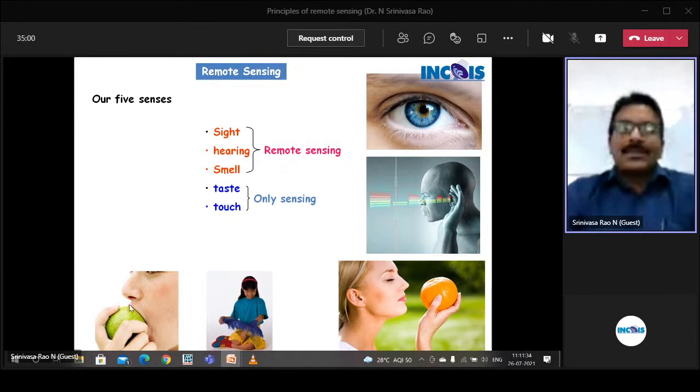Now, if we come to taste, unless an item touches our tongue, we cannot feel the taste. Through touch, we are sensing anything. That is only sensing. Similarly, our skin: somebody touches our skin, we sense it. So this is the fundamental difference between sensing and remote sensing. That means our human body also functions based on remote sensing principles. Understand? Okay, now we'll move on to satellite remote sensing.